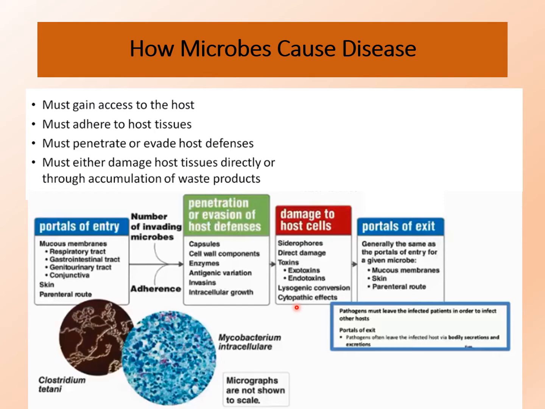Once it has established itself or colonized, it should be able to cause damage to the host directly or indirectly. Finally, the microbe should be able to exit the host to infect other persons in order to spread the disease. Let's discuss all of them in detail.